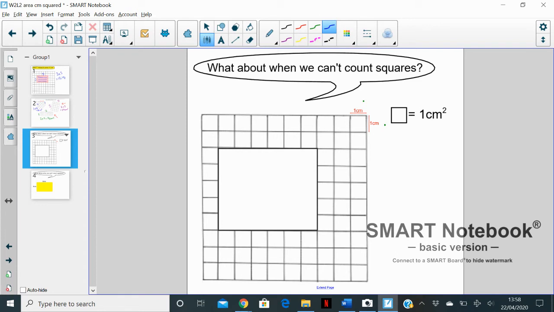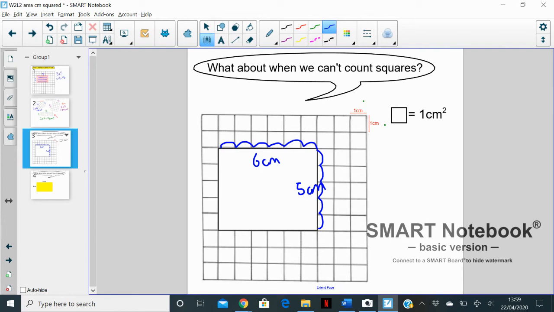So I'm going to use my squares. I'm going to count along its length. I've got 1, 2, 3, 4, 5, 6. So this has got a length of 6 centimetres. I'm now going to count its width using the squares next to it. 1, 2, 3, 4, 5. It has a width of 5 centimetres.